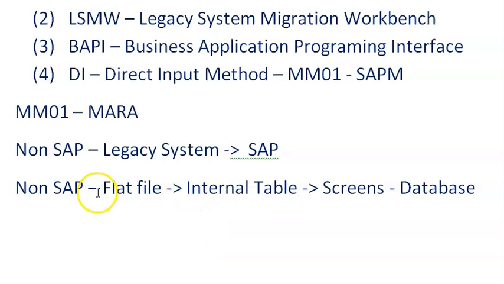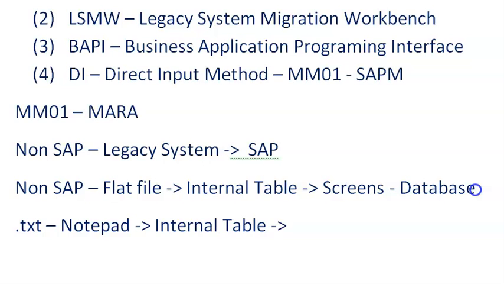Okay, so in the previous session we have seen that we have got the data from the flat file. To be more specific, the flat file was of notepad format, .txt format. Now this data was moved to the internal table. Now how do we move it to the screens is the concept that we are going to discuss now.